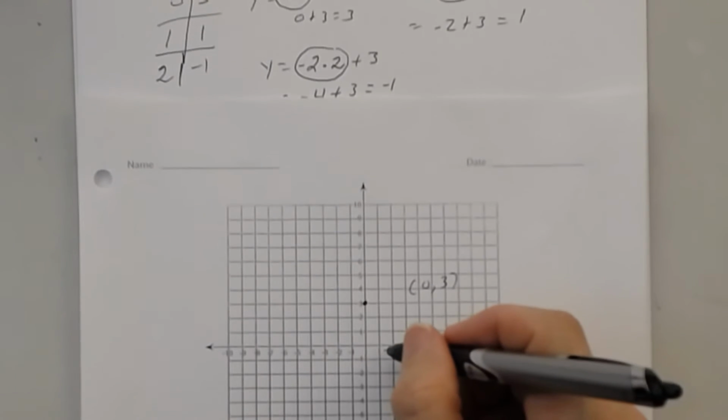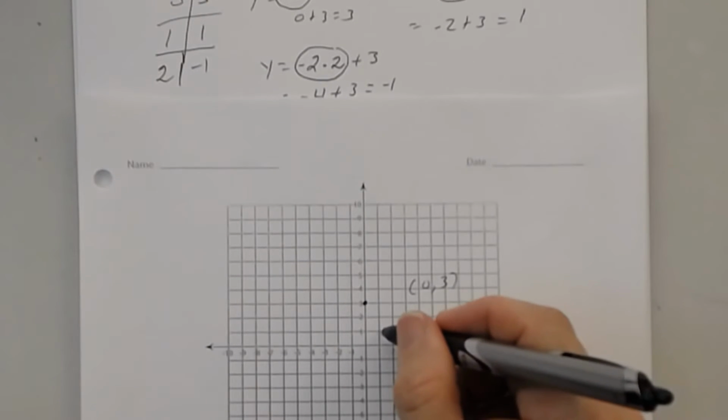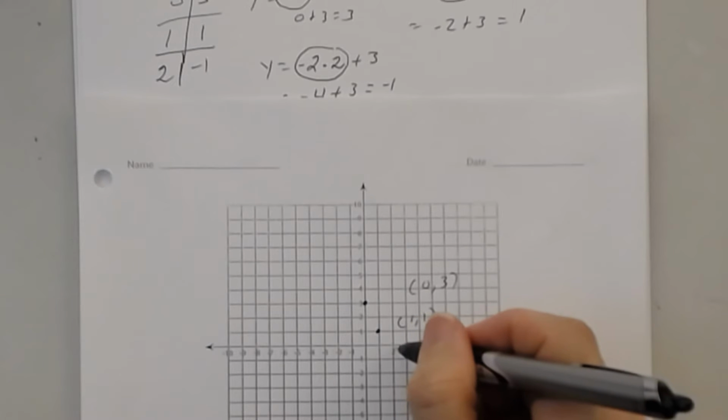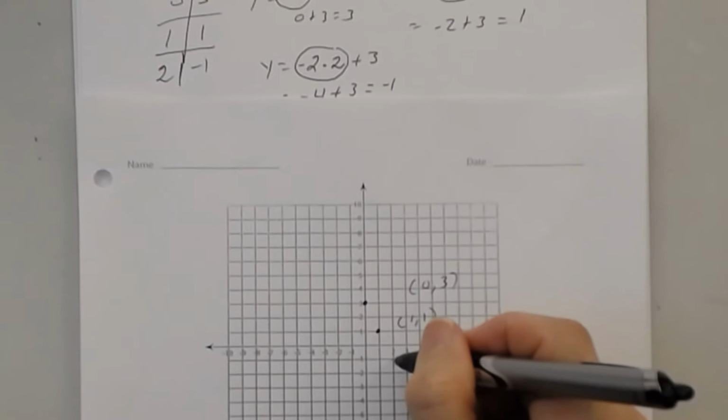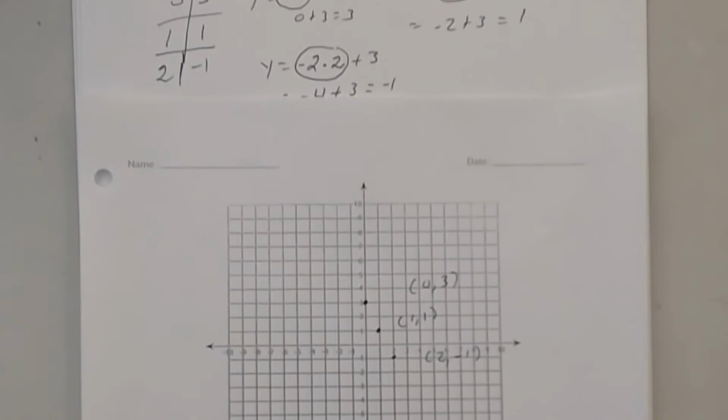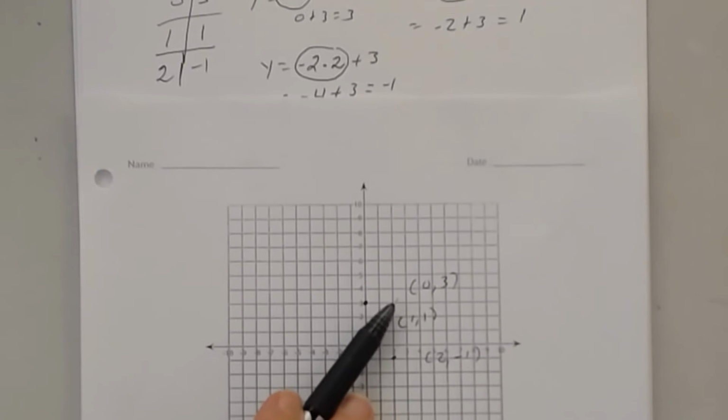1, 1 is in quadrant 1. 2, negative 1 is in quadrant where? 4. Quadrant 4. Remember, labeling means just what I did. I indicated what these coordinates are.